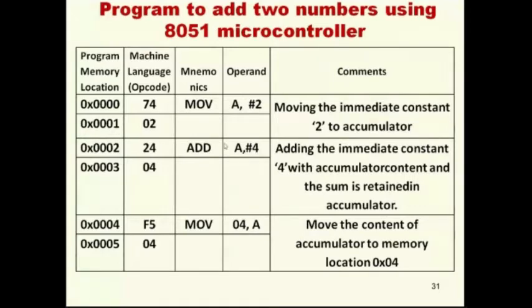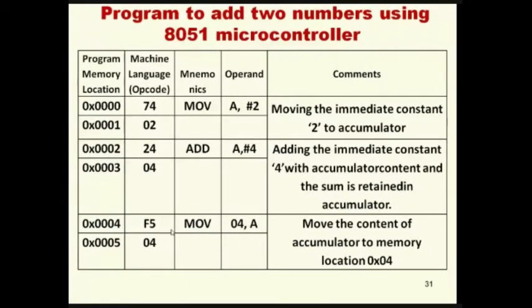That is understood by fetching, decoding and executing 24. And by fetching, decoding and executing F5, it will understand that the content of the accumulator must be transferred to a data memory location. The data memory address is given in the next location, which is the 5th location. So this is the code which has been discussed already. Now we are going to simulate it one by one, and we are going to experience it more comfortably.